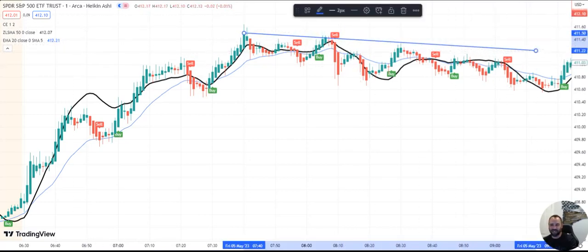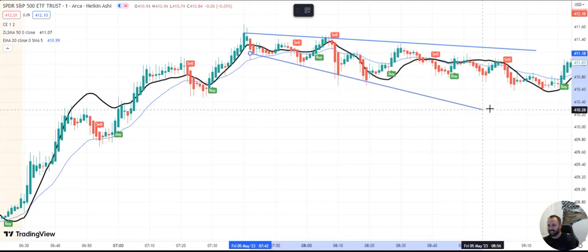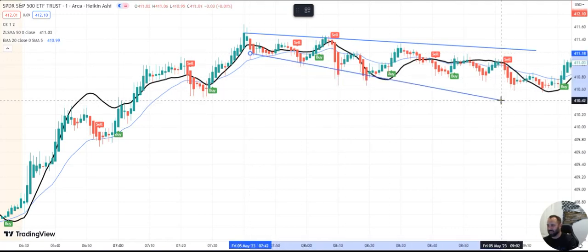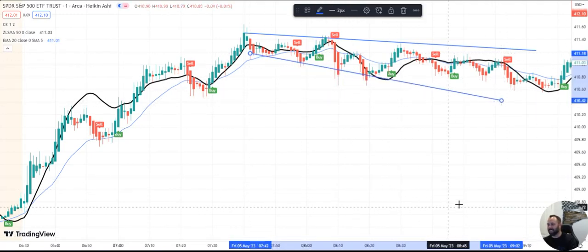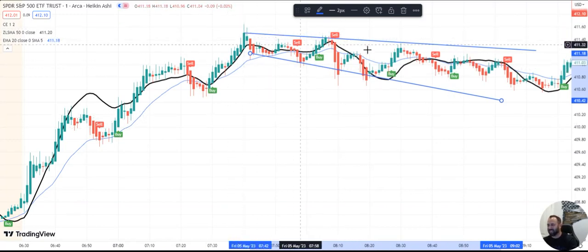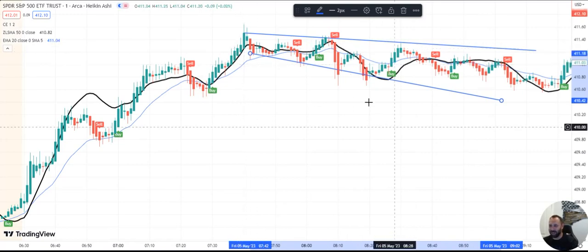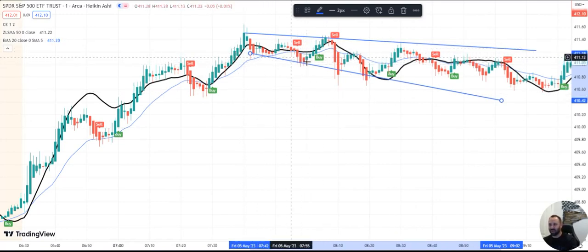We'll put another one in here. There we go. And we'll extend these out. So you can see this interesting kind of wedge, reverse wedge that started to form. We'd already had this sell signal, so I wasn't going to take a sell here. Again, just experience working with these indicators. It's normally not a good idea for me. I've lost too much money following these indicators.